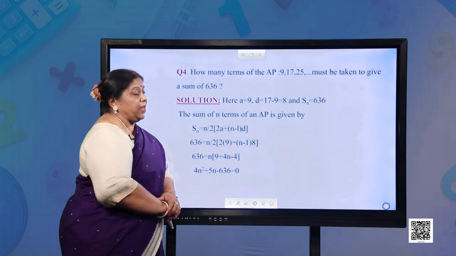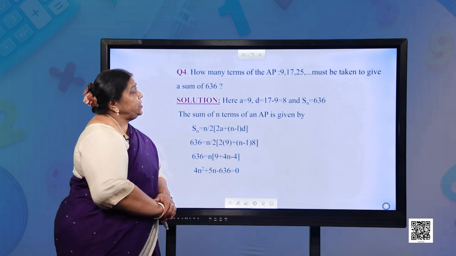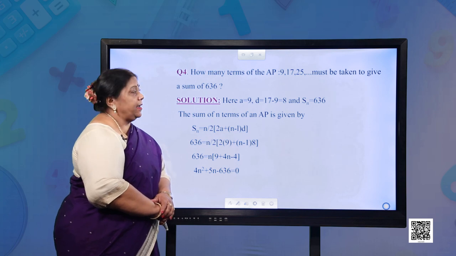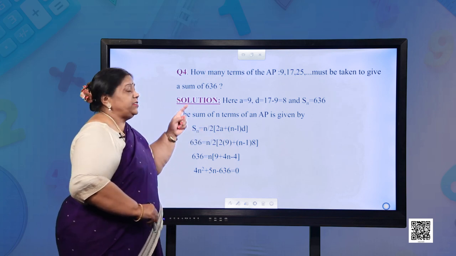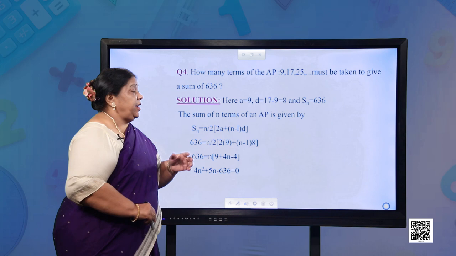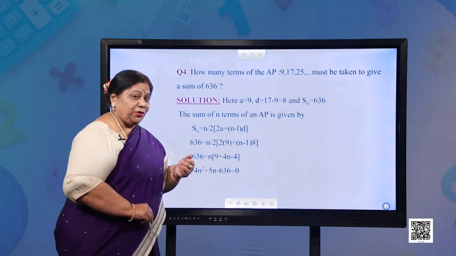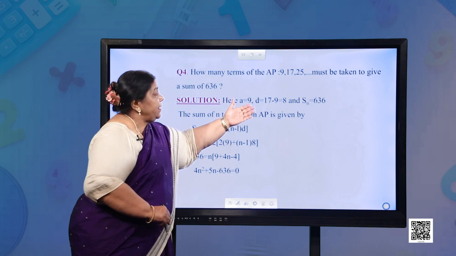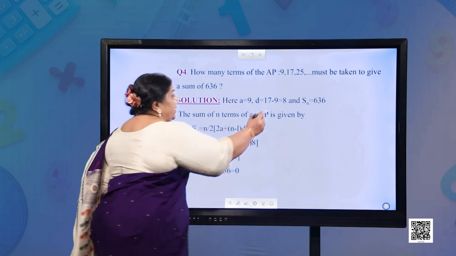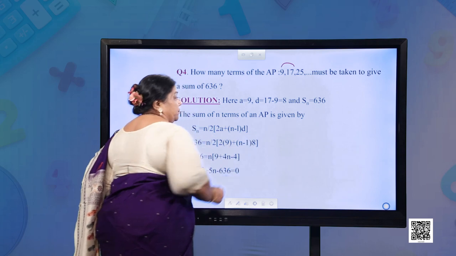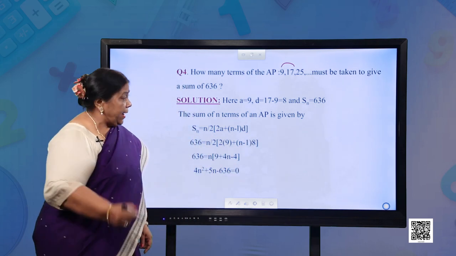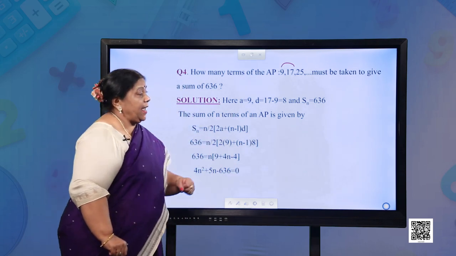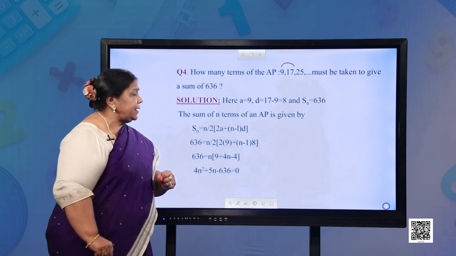How many terms of the AP 9, 17, 25 must be taken to give a sum of 636? Very important question from examination point of view. Please pay attention. We have a is equal to 9 and d is equal to, how do we calculate d? Second term minus first term. 17 minus 9 is equal to 8. And we are also given Sn is equal to 636.